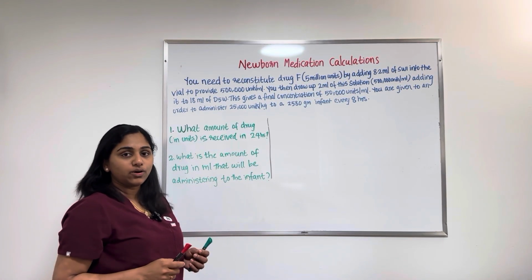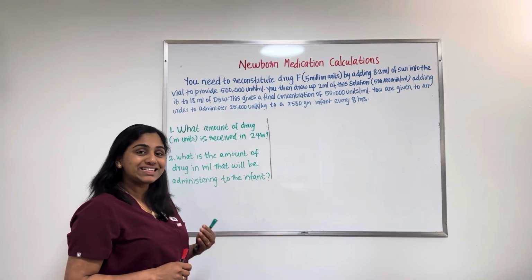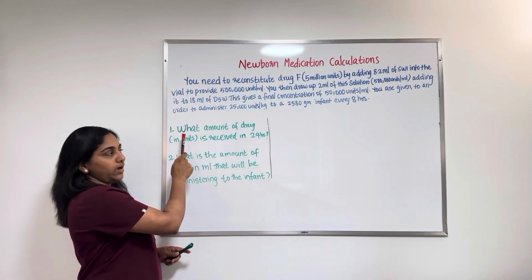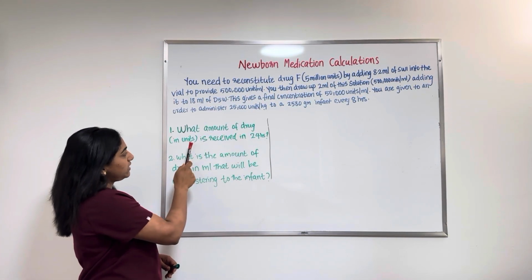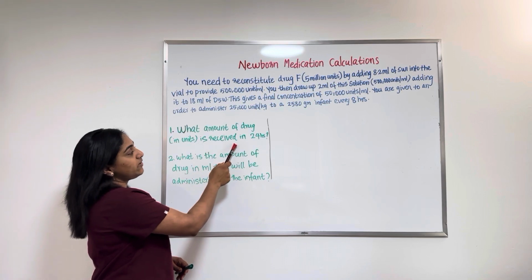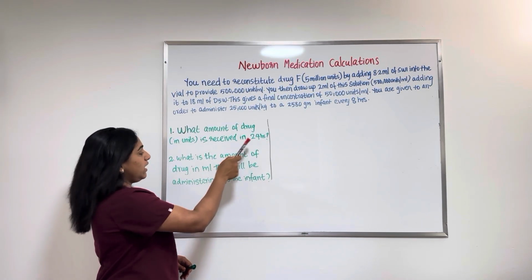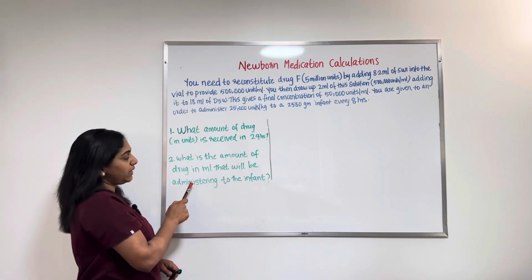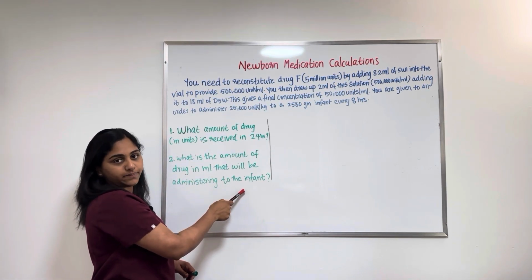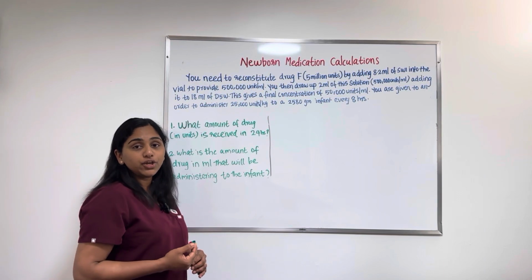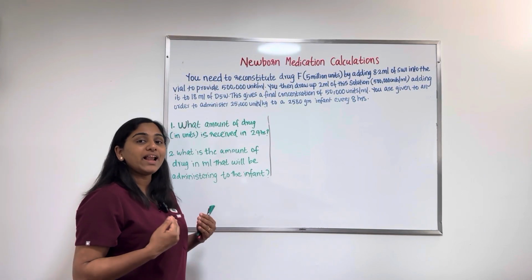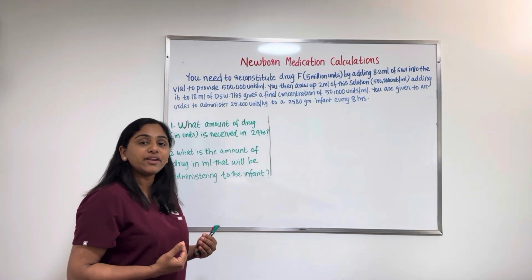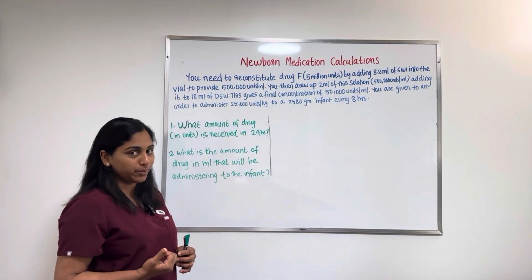So whenever you get the order, it is essential to reread the order again. Okay. So question number 1, what amount of the drug in units is received in 24 hours? Number 2, what is the amount of drug in ml that will be administered to the infant? Whenever you reread the questions, it will help you to understand the question in detail, and also you can identify what the question expects from you.